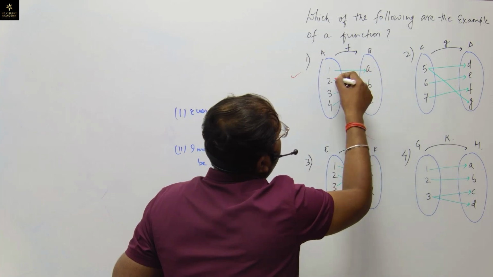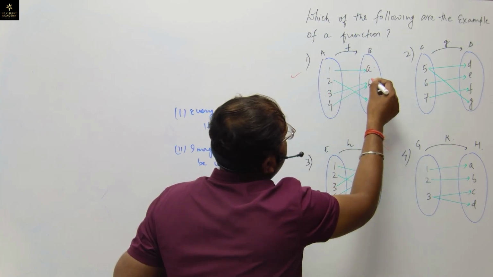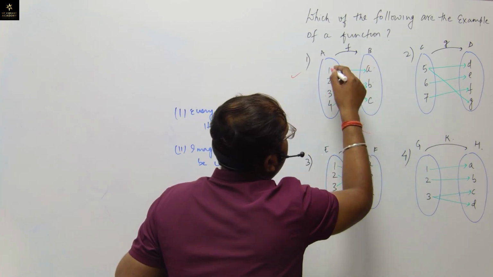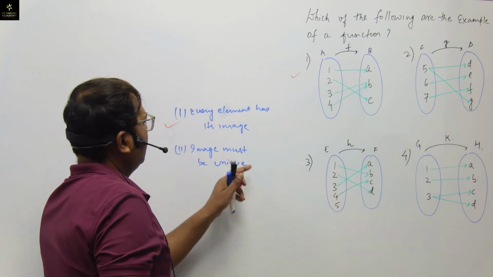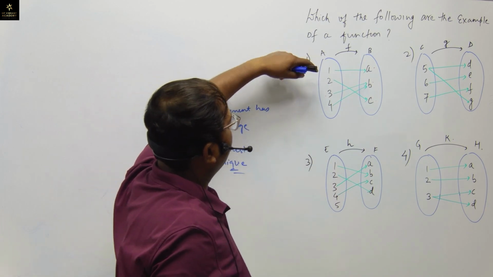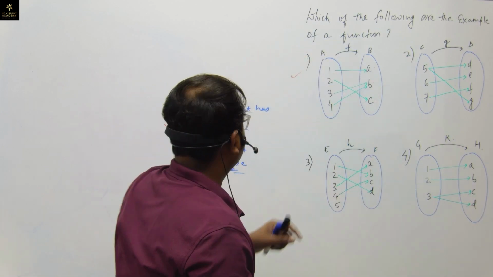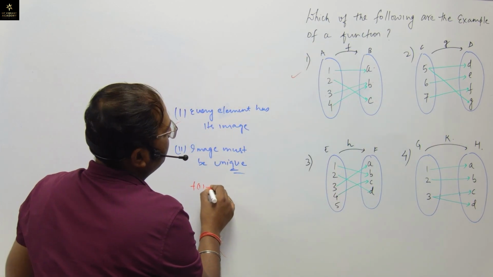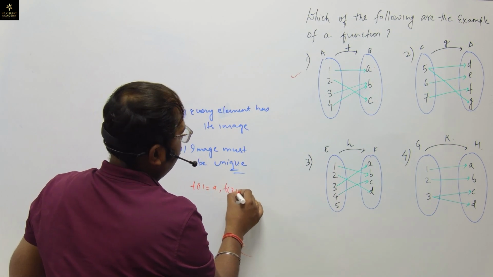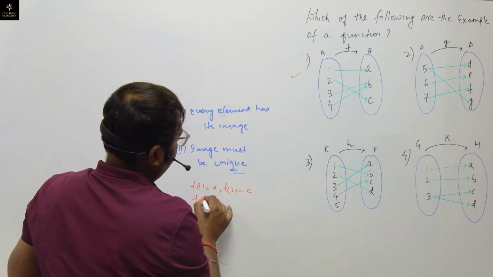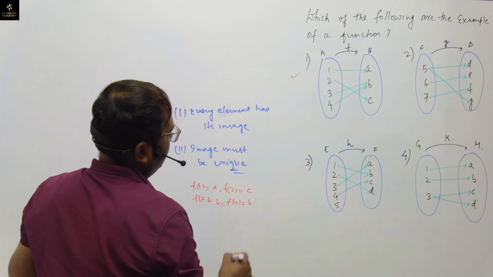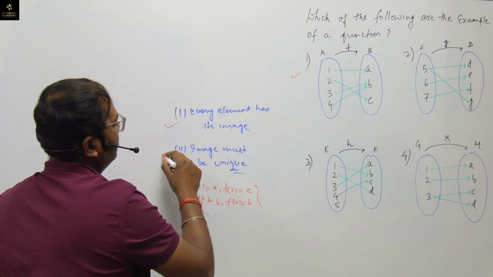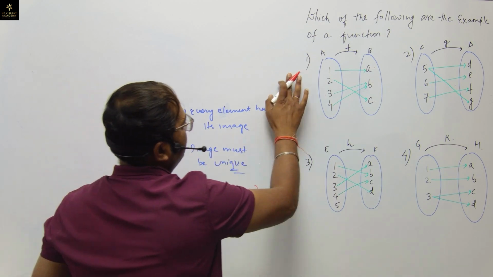तो 1 का इमेज है a, 2 का इमेज है, 3 का इमेज है, 4 का इमेज है। तो जितना भी एलिमेंट है सबका इमेज है। ठीक है, तो first condition satisfy हो रहा है। Secondly, image must be unique, मतलब हर एक एलिमेंट का यूनिक इमेज है। So f of 1 is equal to a, f of 2 is equal to c, f of 3 is equal to b, and f of 4 is equal to b. Okay, so every element has unique image, so this condition is also satisfied, so this is a function.